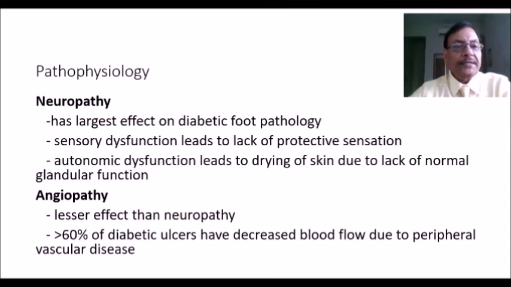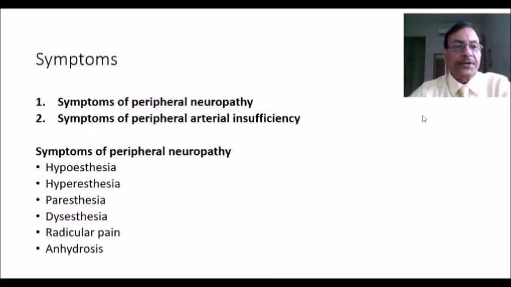What is the pathophysiology of neuropathy and angiopathy? Neuropathy has the largest effect on diabetic foot pathology. Sensory dysfunction leads to lack of protective sensation. Also, autonomic dysfunction leads to drying of the skin due to lack of normal glandular function. Whereas angiopathy has a lesser effect than neuropathy, but more than 60% of diabetic foot ulcers have decreased blood flow due to peripheral vascular disease.